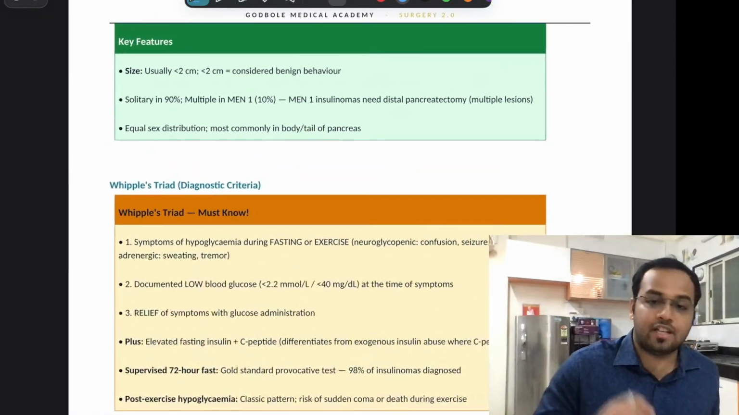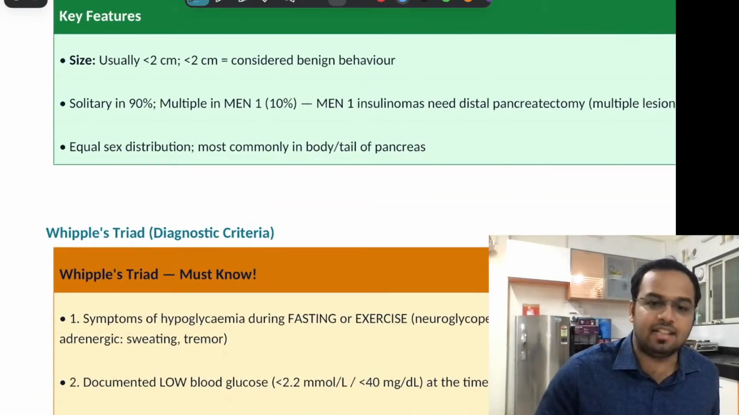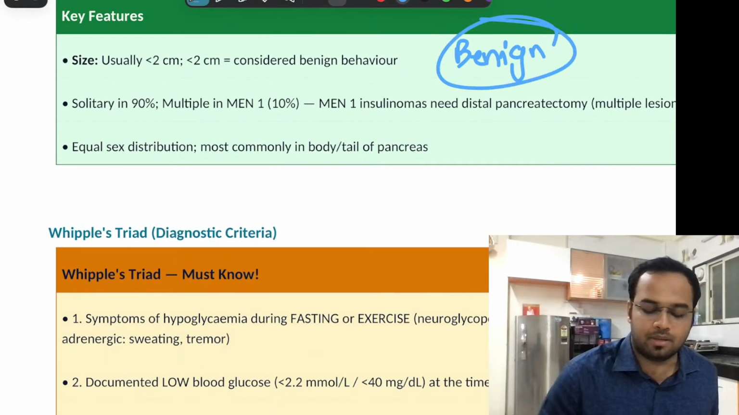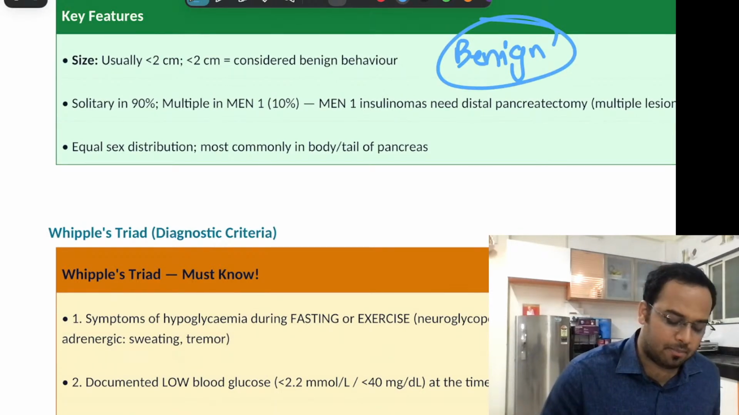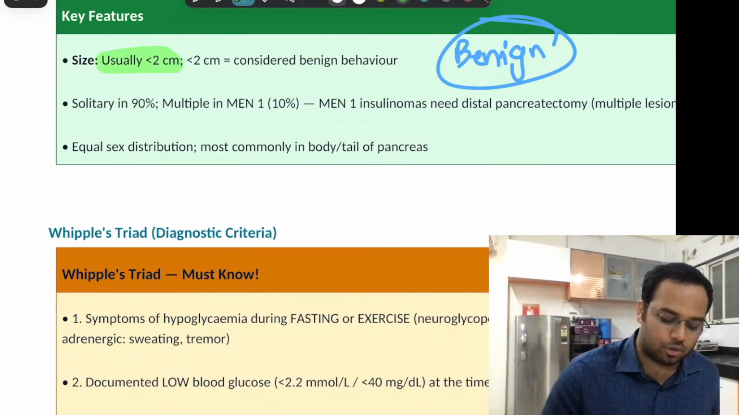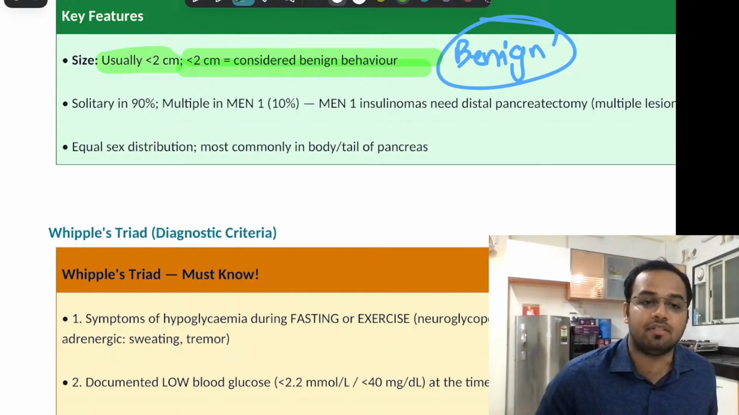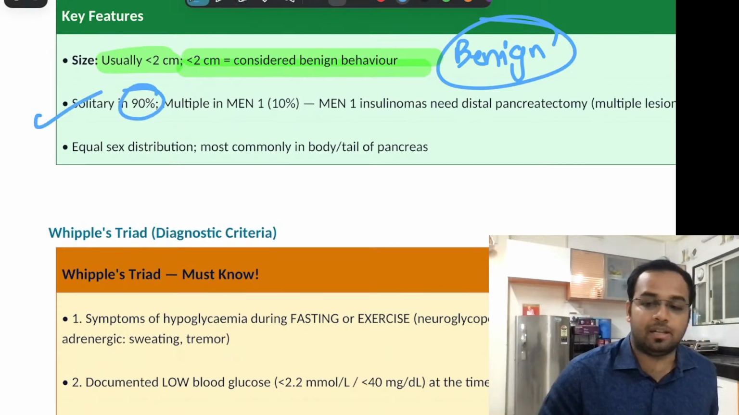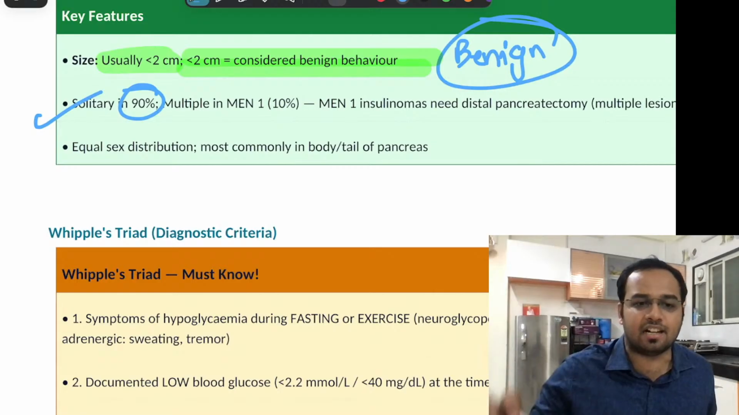So what are the key features of insulinoma? Normally remember that insulinoma is mostly a benign tumor. When you are considering it benign, always remember that it is usually less than 2 cm in size, and it is going to have a benign pathology. So less than 2 cm is going to be benign behavior. It is going to be solitary. Solitary means it is mostly present in one place. It might not be present scattered in multiple places.